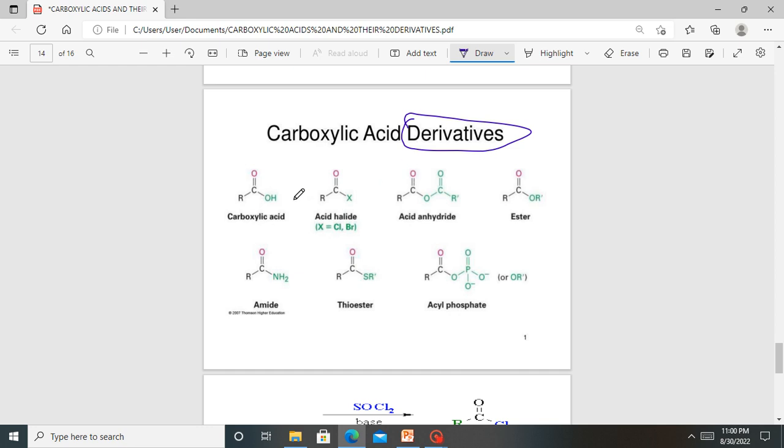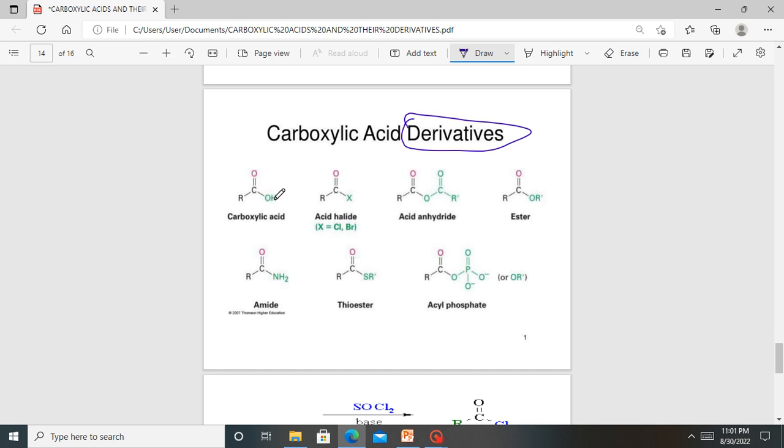Known ones are acid halides, in which the halide can be any of the halogens, be it chlorine, fluorine, or bromine. We have acid anhydrides, we have esters, we have amides, we have thioesters, and acyl phosphates. All these compounds can be derived from carboxylic acids, therefore we call them carboxylic acid derivatives. They are derivatives because they can be derived from carboxylic acid.